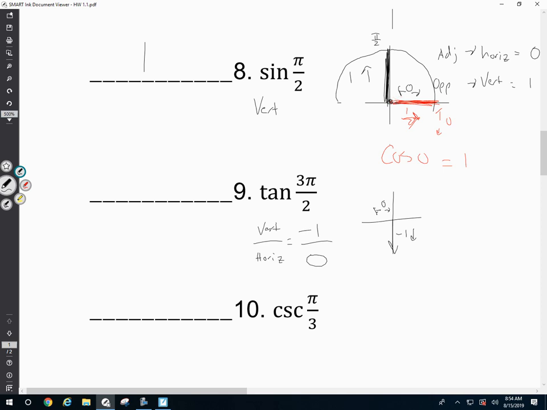Negative 1 over 0, that is undefined. You are not allowed to divide by 0. So there is no tangent of 3 pi over 2. It does not exist.